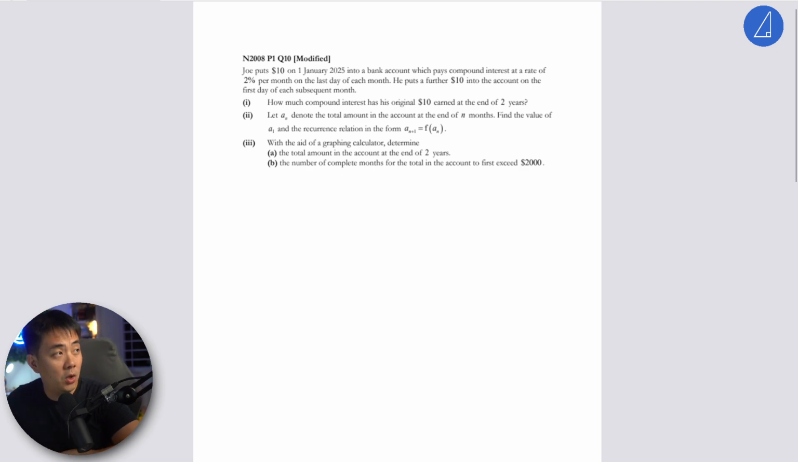So Joe puts $10 on 1st January of 2025 into a bank account which pays compound interest at the rate of 2% per month on the last day of each month. He puts a further $10 into the account on the first day of each subsequent month. Essentially every month you compound 2%, then you add another 10, then you compound 2% again, and just keep on recurring. So this would have some form of recurrence relation.